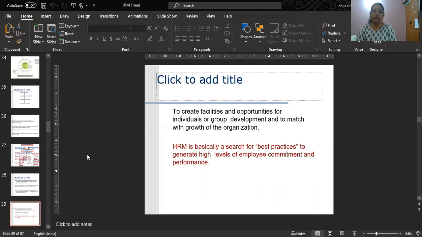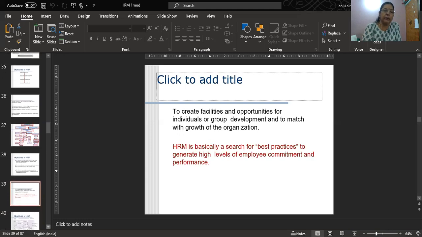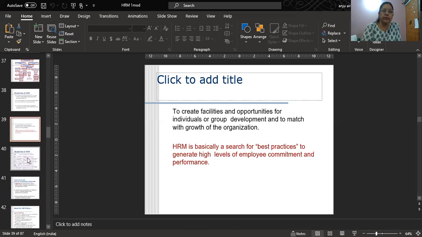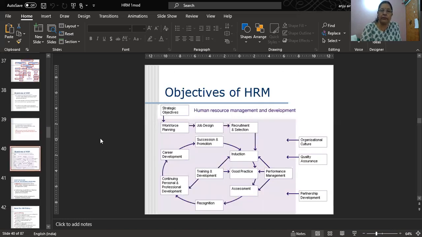So HR is basically implementing the best practices in the organization so that a high level of employee commitment and performance can be obtained from their HR. So the HRM makes sure that the best practices are implemented in their organization so that their workforce is highly committed and they perform to their maximum and achieve the goals of the organization.